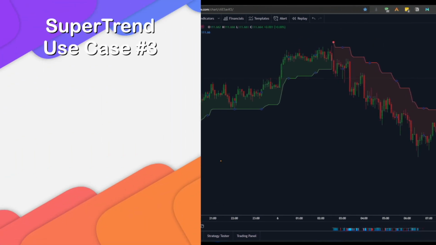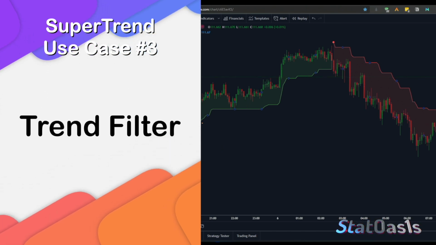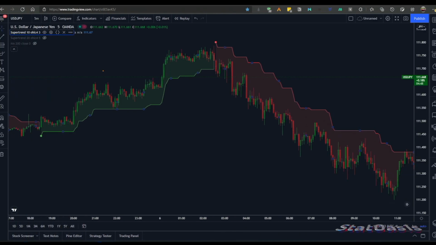And finally, we can use the indicator as a general filter. So for example, let's say we get a signal to go short here.